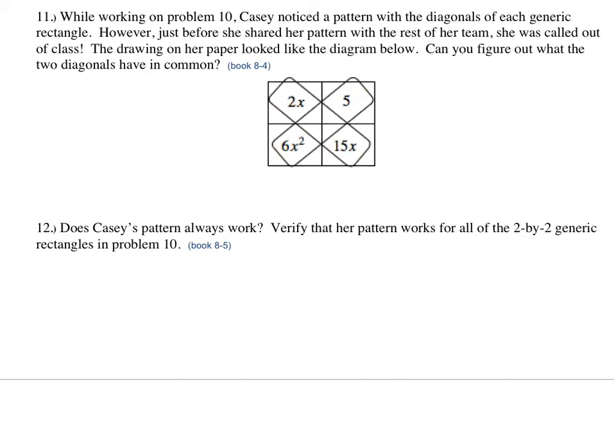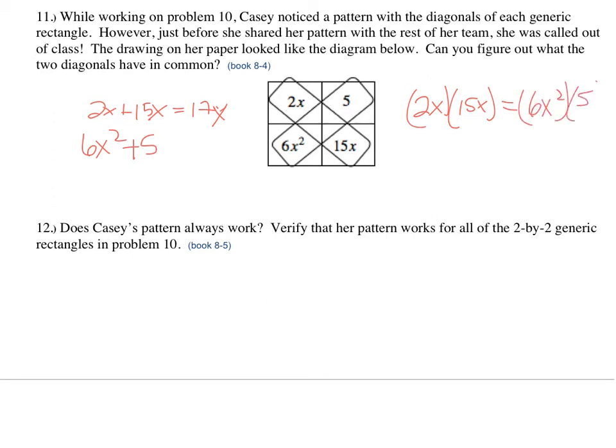So let's think about some operations we could do with them to check. Well, 2x plus 15x gives us 17x. But on the other diagonal, we don't have like terms, so we wouldn't be able to combine. So it's not addition, it wouldn't be subtraction for the same reason. Let's see what happens when we multiply them. So if we take 2x times 15x, let's see if that's the same as 6x squared times 5. So 2 times 15 is 30, x times x is x squared. 6 times 5 is 30, so we have 30x squared.